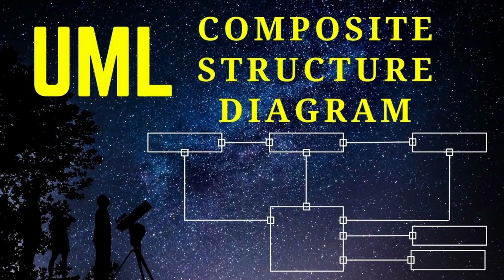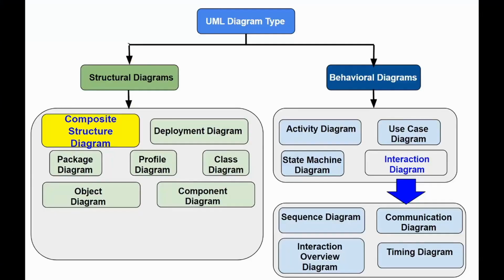Composite structure diagram contains classes, interfaces, packages, and their relationships, and it provides a logical representation of a software system or its part. This diagram is one of the new artifacts added in UML 2.0, and it shows the internal structure, including parts and connectors of a structured classifier or collaboration.